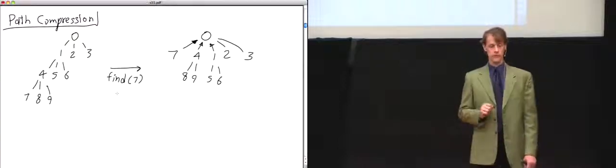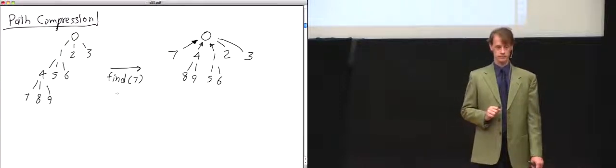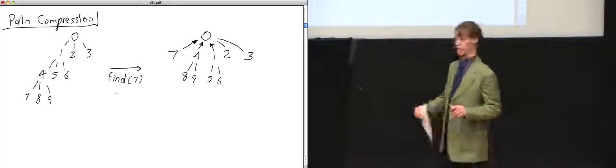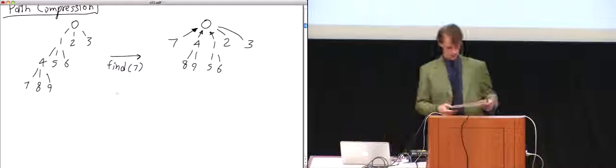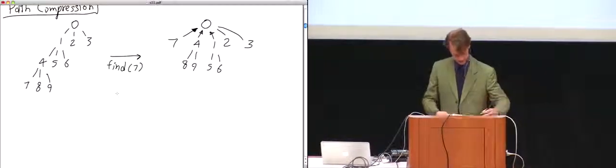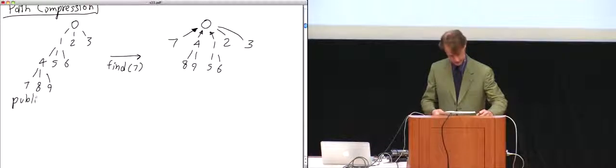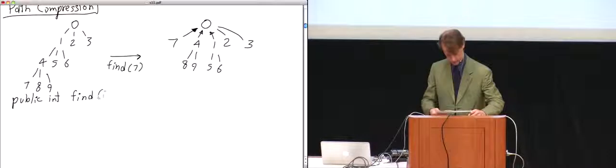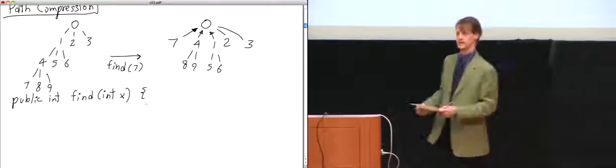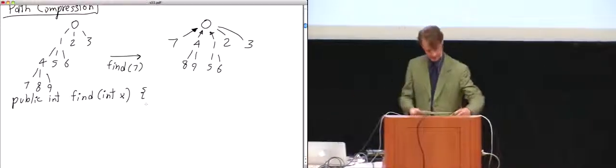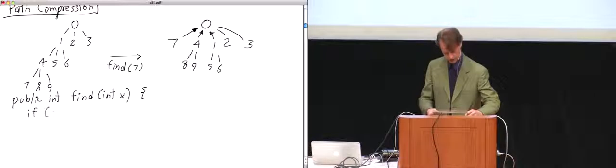Well, this is the recursive method, and you're going to backtrack. I'll write the code, so you'll see this right now. Here's the find code with path compression, and hopefully this will answer your question. So I'm going to do a find operation on node X. X is an int, the number of whichever one I want to do find on.